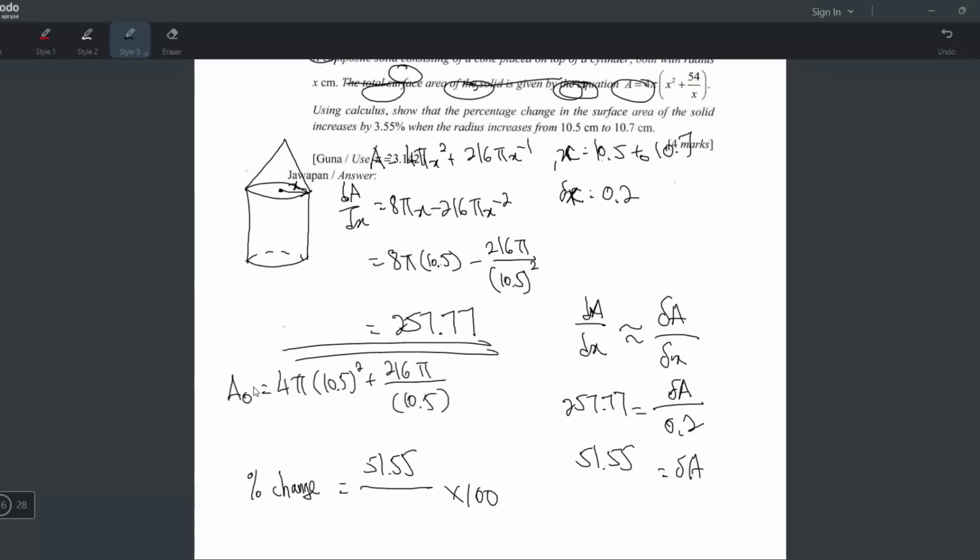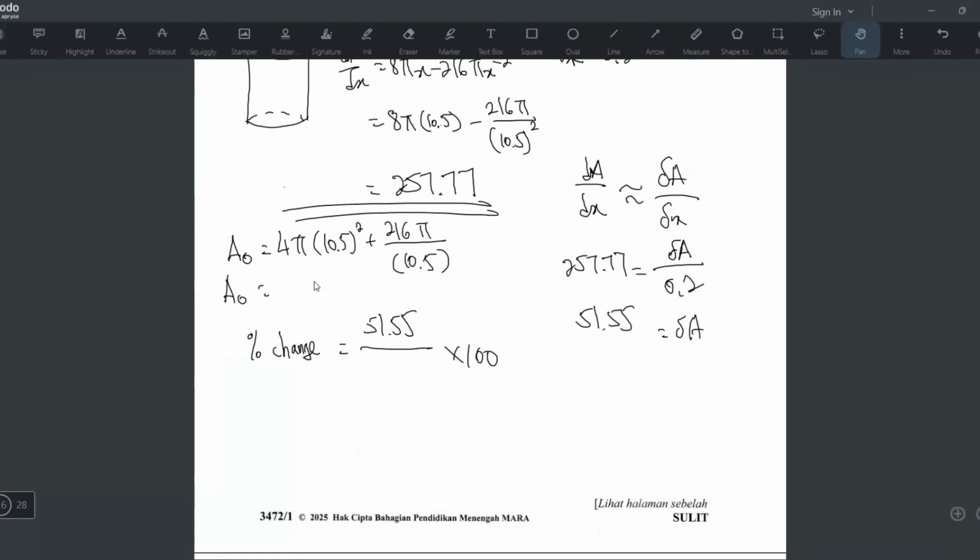But I want the original value of A. So you substitute into the A equation. Alright, press this now and let's see what we get. 4 times 3.142 times 10.5 squared, and then plus 216 times 3.142 divided by 10.5.